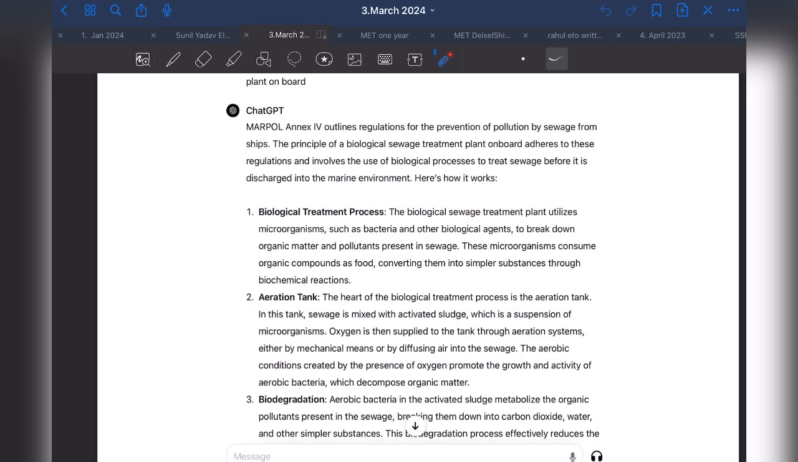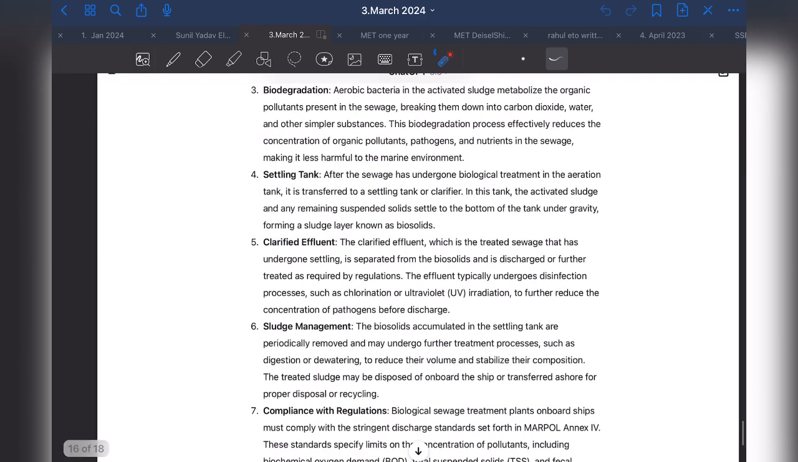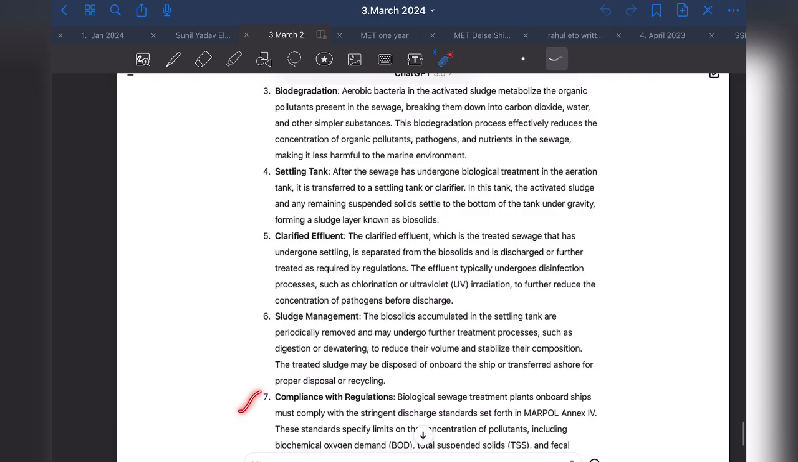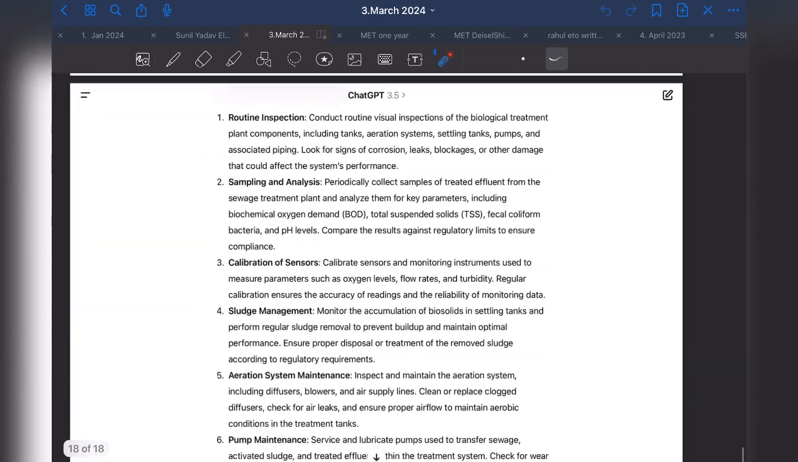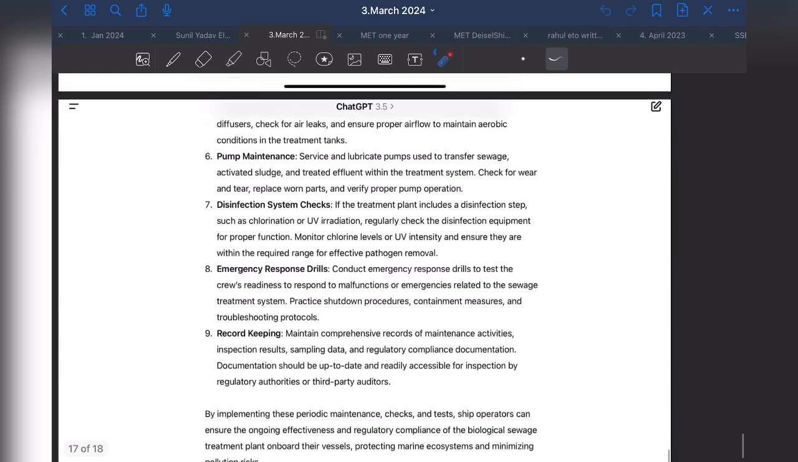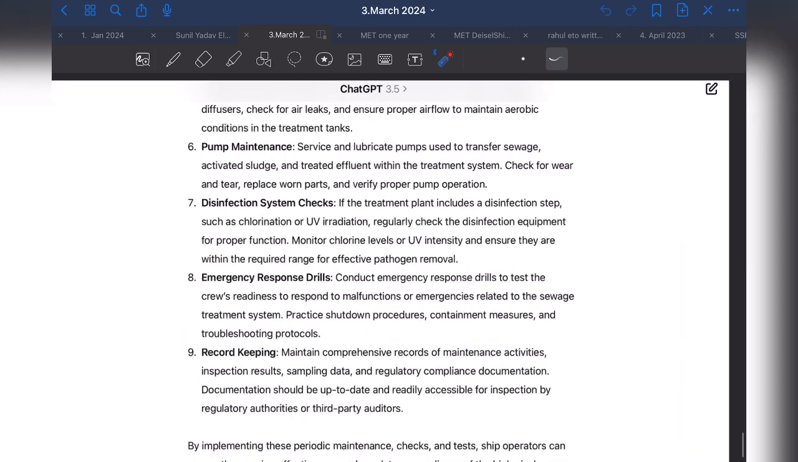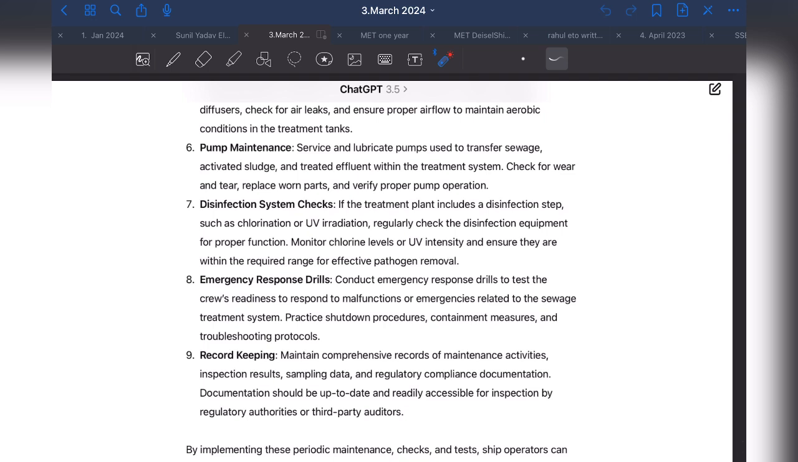If you would like to refer to answers by ChatGPT, you can see here I have given a screenshot, and you can take some points from it and add in your answers. These seven points also. Then the maintenance also. Point one: routine maintenance, sampling analysis, calibration, sludge management, aeration system maintenance, pump maintenance, and then emergency response drills and record keeping. So read this and you can make answers out of my notes and out of these notes also, and make a final answer for yourself.